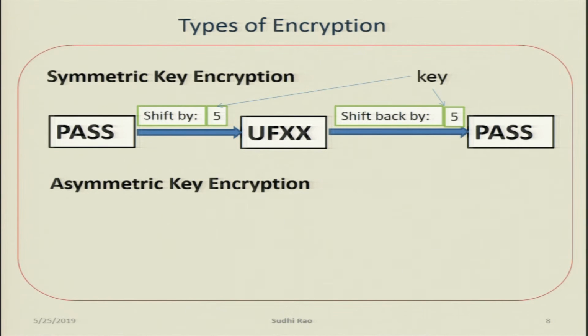So, in a symmetric key encryption, I am sending you the word pass, shifting by 5, you get UFXX, you shift back by 5. So, the key I used to encrypt is the key I used to decrypt, same key, no change. Here, as I mentioned, the challenge is, how do I let you know that your key is 5 securely? How do I let everybody in the class know that their key is different?